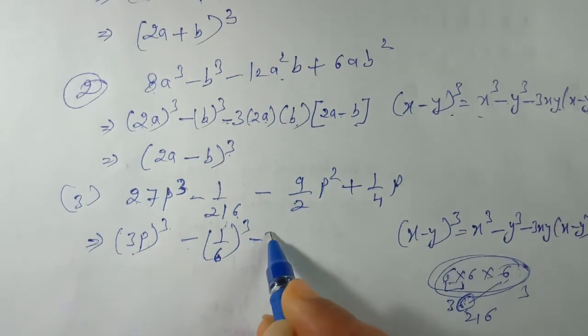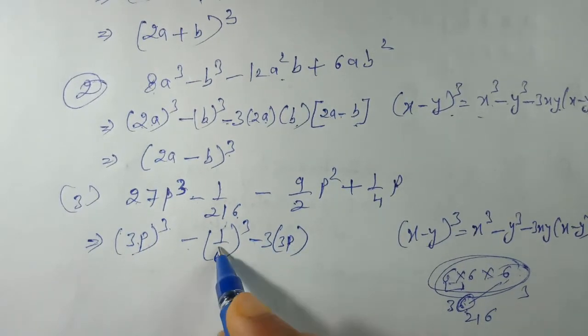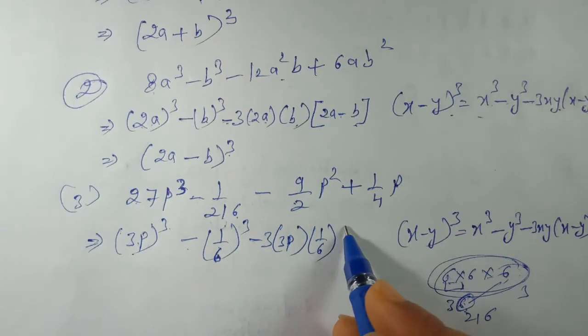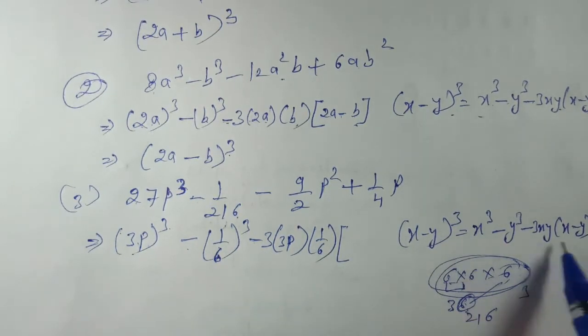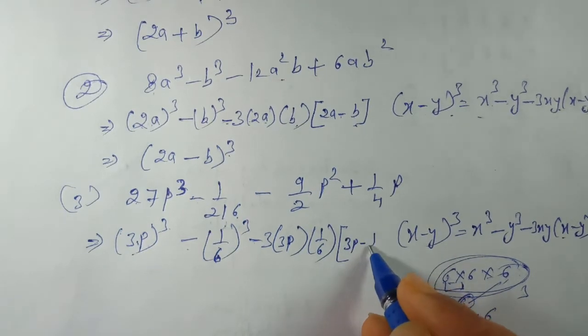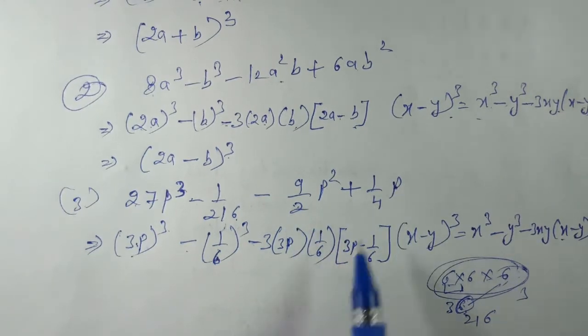Now next we know it is 3xy. In place of x we have 3p, and in place of y we have 1 upon 6. And then within bracket x minus y. In place of x we have 3p, and in place of y we have 1 upon 6. So let us check the last two terms.